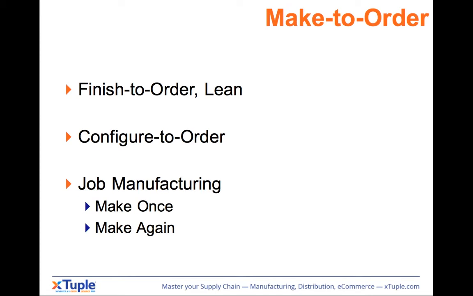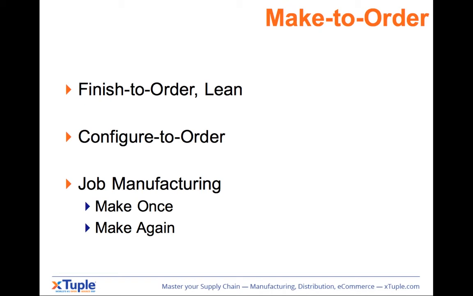A configure to order takes that maybe even a step further and allows for variations on a product. Maybe there are features and options that are available to your product that you sell to your customers, and depending on which options the customer chooses, you're going to have a different production order with different material requirements. The xTuple assemble to order configurator can support that environment.